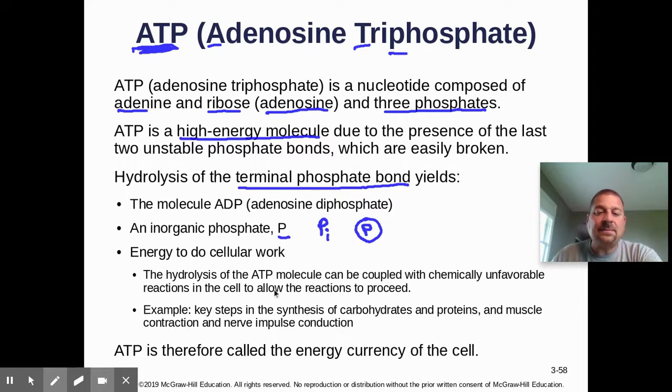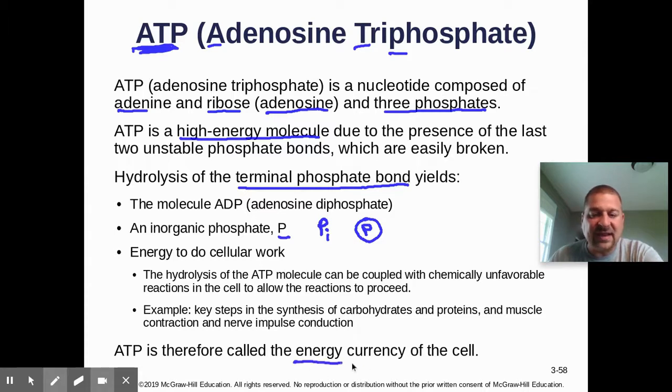The hydrolysis of ATP can be coupled with chemically favorable reactions in the cell to allow the reactions to proceed. So as we're breaking down carbohydrates over here, it's releasing energy. That's going to be put into ATP. And then ATP will go over to things like nerve impulses, pumping ions or active transport out of a cell, muscle contraction, and it will release that energy for those functions to happen. And then it'll come back to the energy releasing reactions that are taking place. So they're often coupled or paired with energy absorbing and energy releasing reactions in the body.